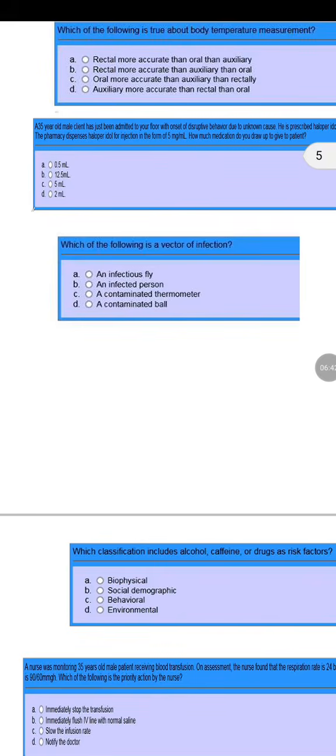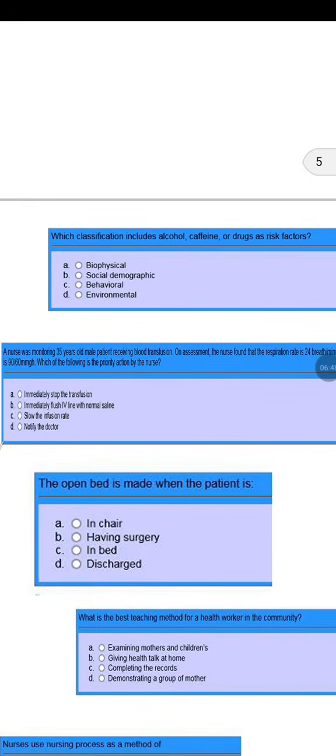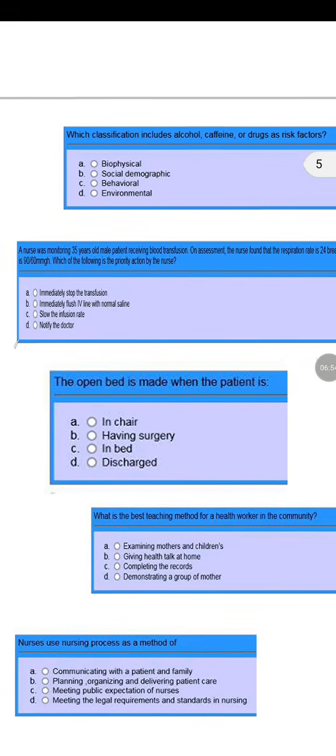Influenza. Which is the classification that includes alcohol, safety or drug risk factor? Behavioral.